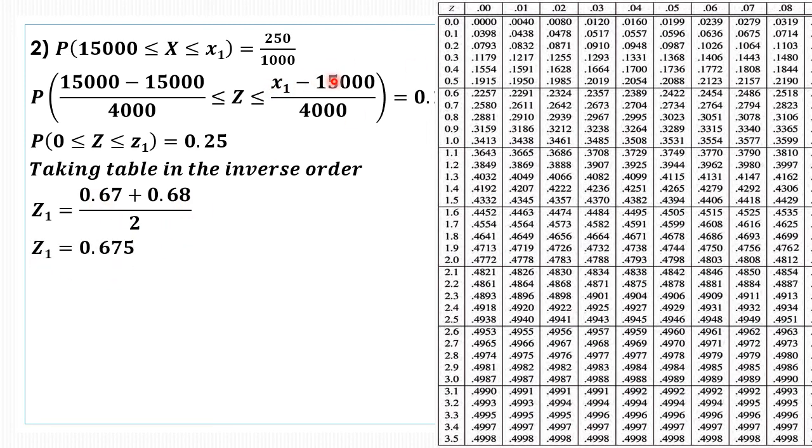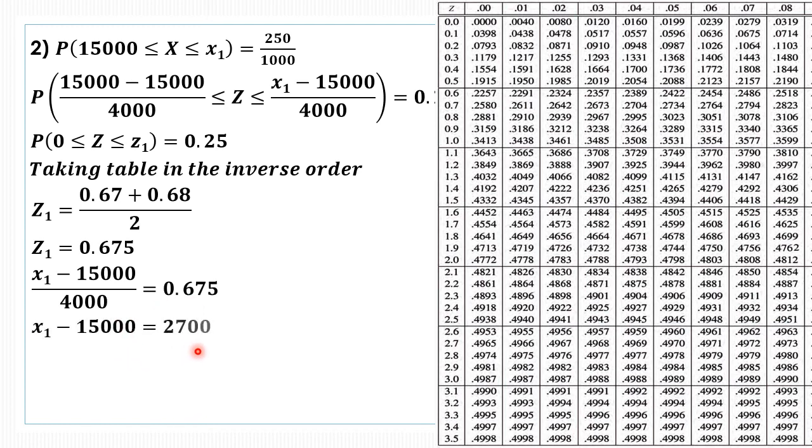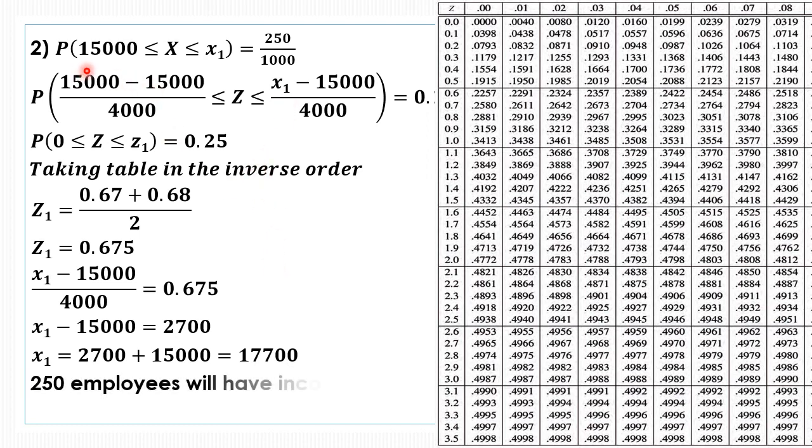Now z1 is (x1 minus 15,000) upon 4,000. So (x1 minus 15,000) upon 4,000 is 0.675. Multiply 0.675 with 4,000. You will get 2700, and add 15,000 to that, you will get 17,700. So we can say that 250 employees will have their monthly income between 15,000 rupees and 17,700 rupees.